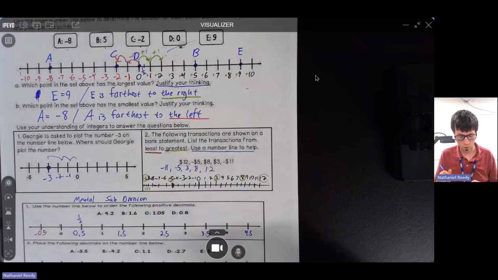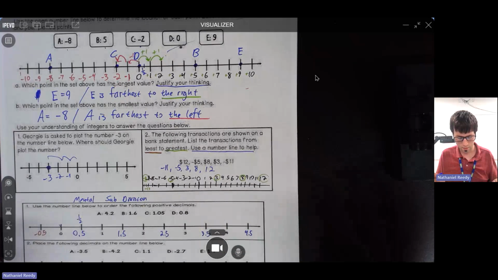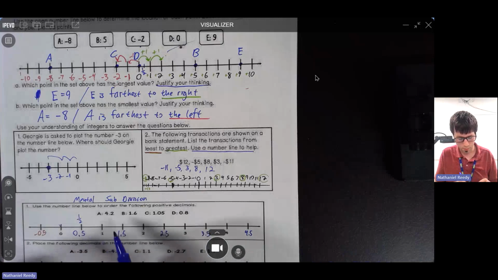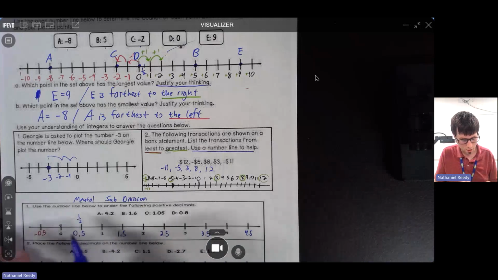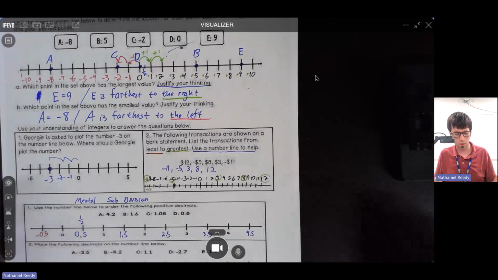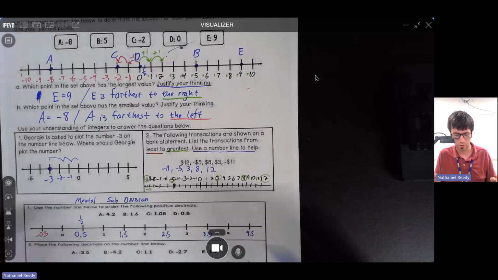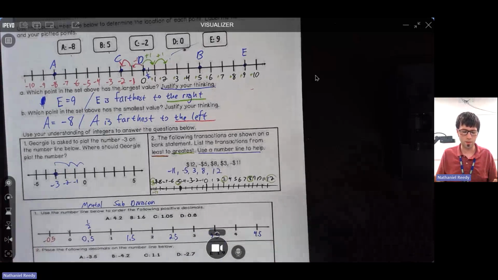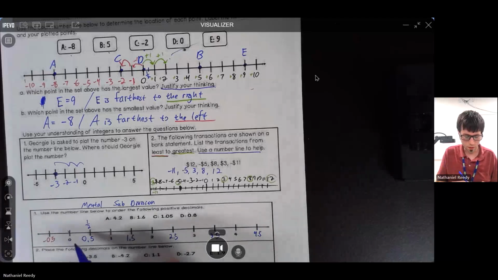So this first number is 4.2. And I say, Mr. Reedy, what's going on? I don't see any 0.2s on here. I just see 0, 0.5, 1. There's no 0.2 in it, or 0.6, 0.05, 0.8. So this is where mental subdivision comes into play.